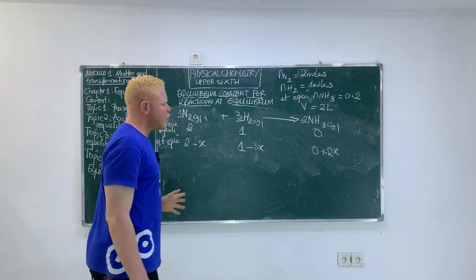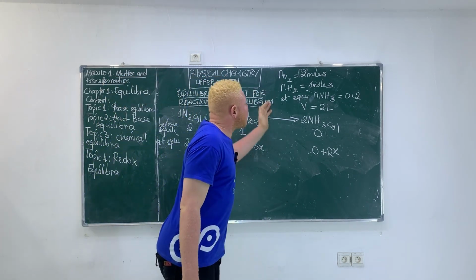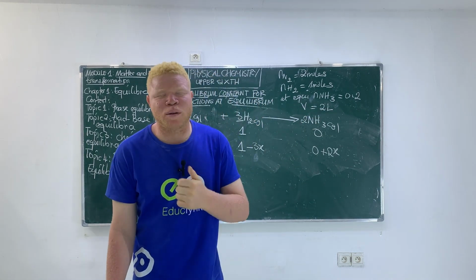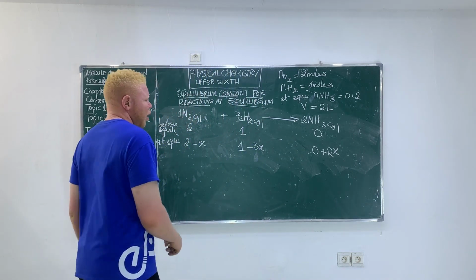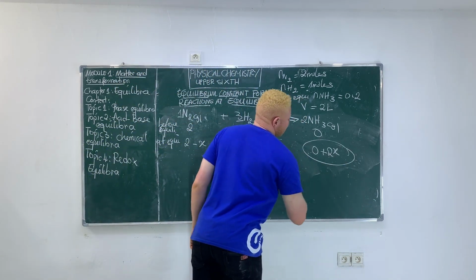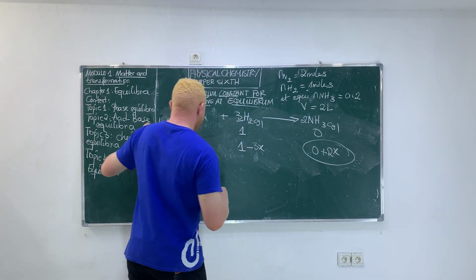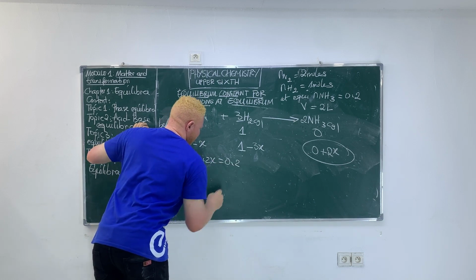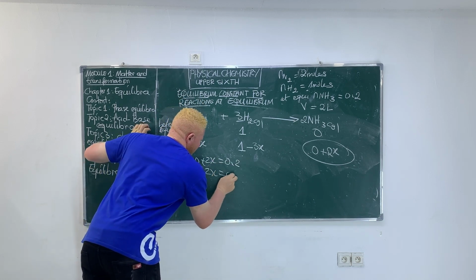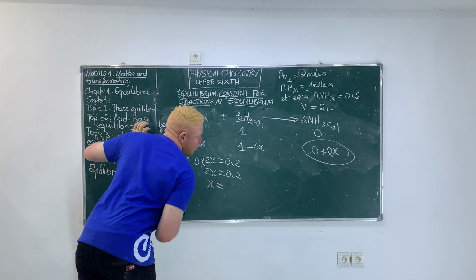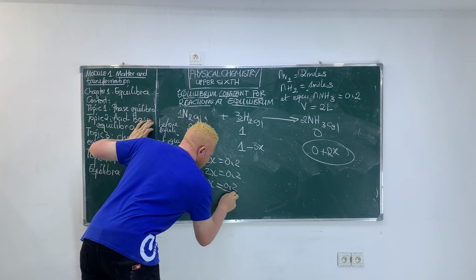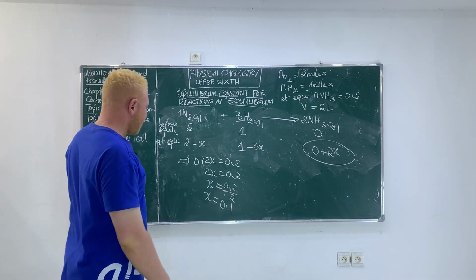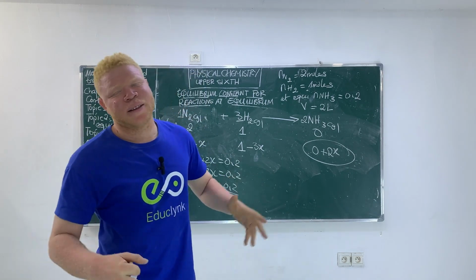But remember what they told us. At equilibrium, the number of moles of ammonia is 0.2 moles. In that case, I will make x the subject of the formula. It simply means that at equilibrium, the number of moles of ammonia is 0.2. So 0 plus 2x is equal to 0.2. So 2x equals 0.2. It means x equals 0.2 divided by 2. x equals 0.1. x is 0.1. What is the physical significance of that?